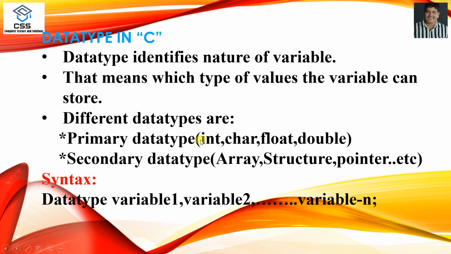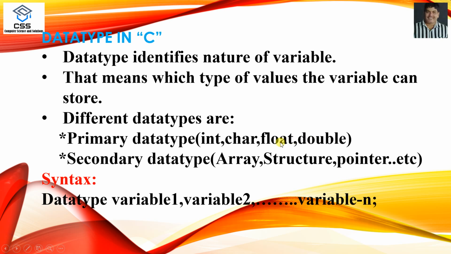In primary data type, the basic data types include int for integer, just like storing 10, 20, 30. Char is for character, storing a, b, c, d, etc. For floating point values, we use two kinds of data type. One is float, one is double. The basic difference is that double carries a maximum amount of value in comparison to float.